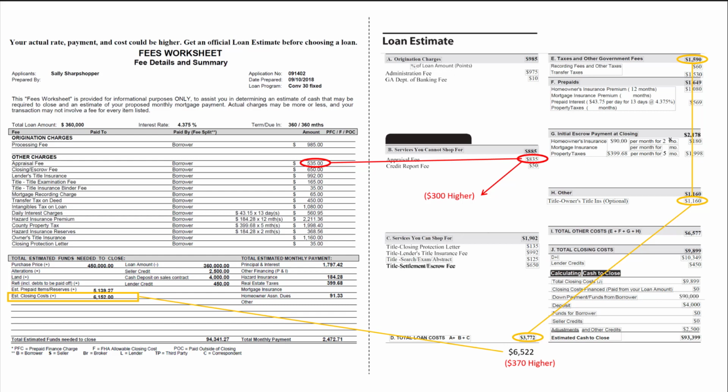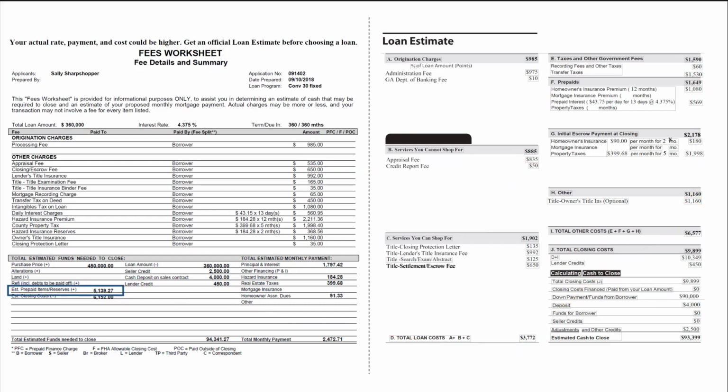Now, following the prepaids from the fees worksheet to the loan estimate is easy. However, estimating property taxes and homeowners insurance can be tricky, and unfortunately, many loan officers don't practice enough diligence in researching the property taxes and homeowners insurance costs, or worse, will underestimate them to make their quote look more attractive. In this case, the initial quote showed $51.39 as the estimated prepaids, and the actual number was much lower at $38.27.